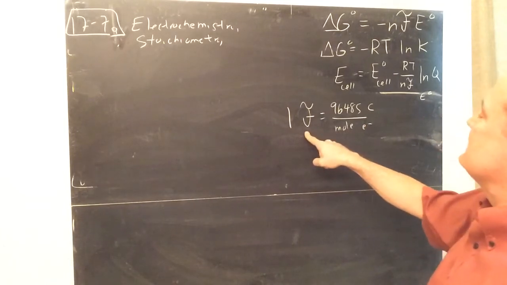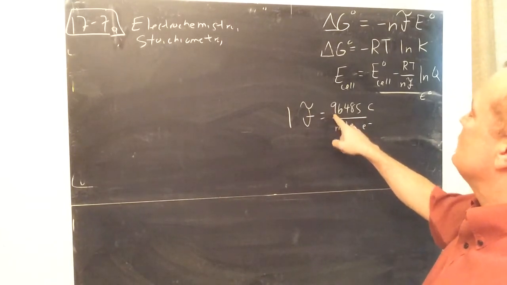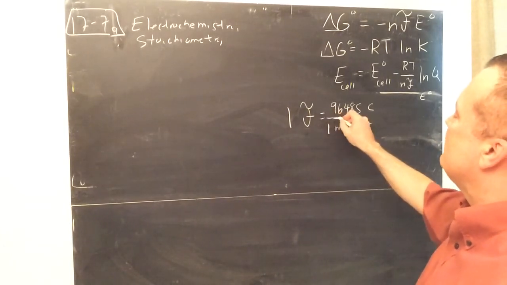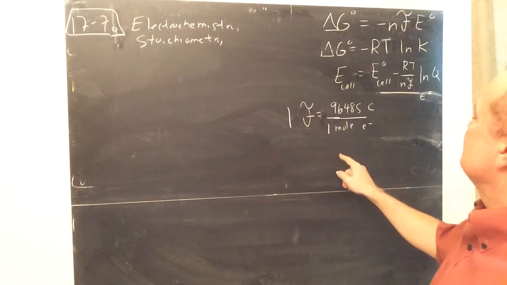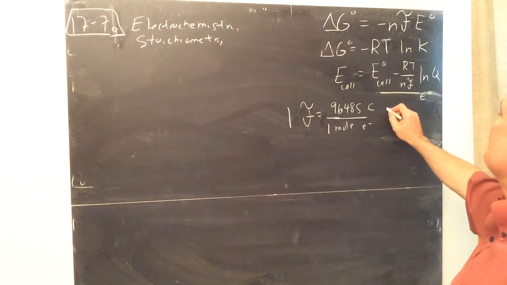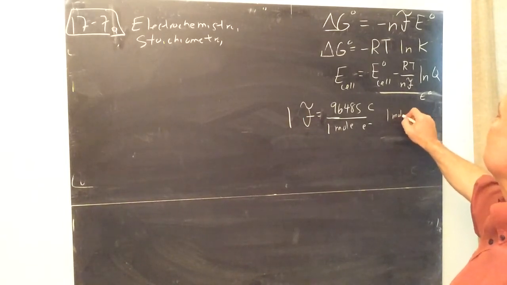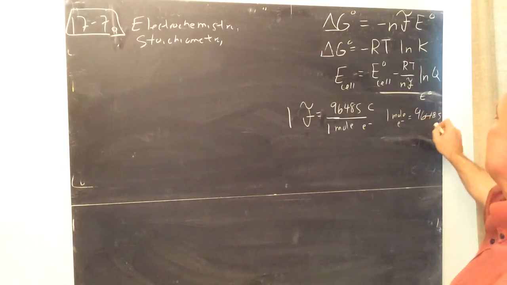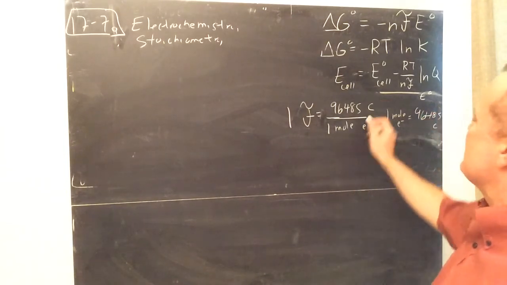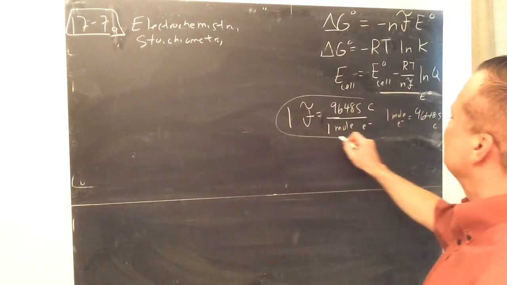The Faraday can relate this many coulombs for every 1 mole. I'm going to put a 1 there. That's a conversion ratio right there. In fact, maybe you want to write it that way: 1 mole of electrons has a charge of 96,485 coulombs. Okay, that's the Faraday. So that's one thing you need to know.